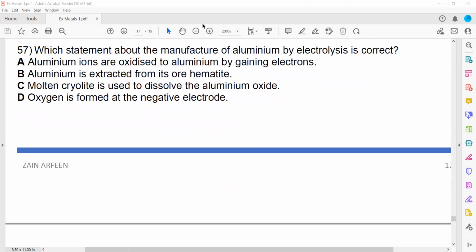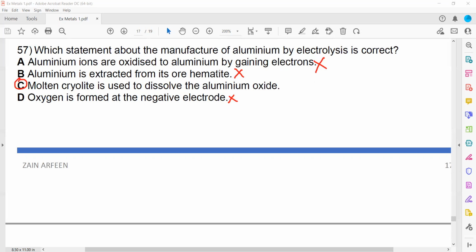Which statement about manufacture of aluminium by electrolysis is correct? Aluminium ions are oxidized by gaining electrons. That's wrong, because aluminium ions are reduced, not oxidized, because gain of electrons is reduction. Aluminium is extracted from ore hematite. The name of the aluminium ore is not hematite, it is bauxite. Molten cryolite is used to dissolve aluminium oxide. That's true. And oxygen is formed at negative electrode. That's wrong. Oxygen is formed at positive electrode or anode.